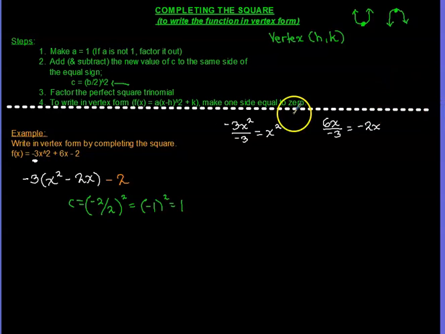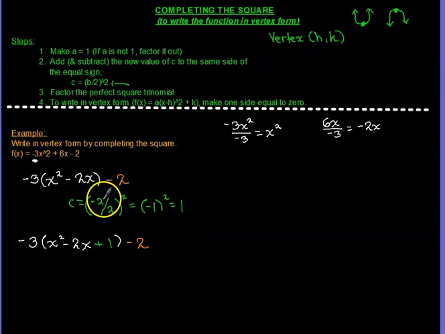So from here, I'm going to bring down everything I just had in my function, but I'm going to leave a little room so I can add my new value of c. You're going to add and subtract the new value of c on the same side of the equal sign. So why am I doing that? Because here I'm going to add my new value of c, but I can't just add 1 to a function. I have to keep it balanced. Since we're only working on one side of the equal sign, if I'm going to add it, I'm also going to subtract it. So it's like it was never there.